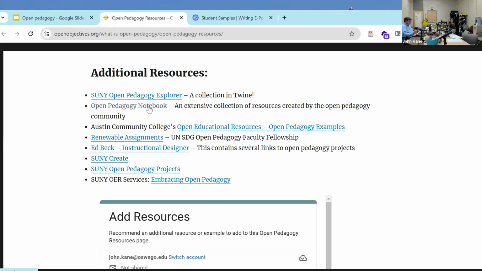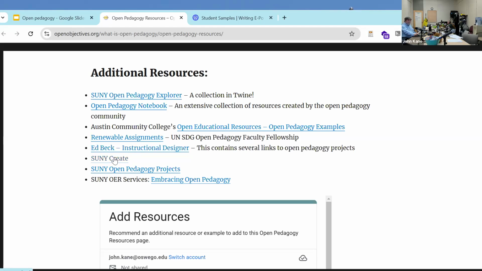There's the Open Pedagogy Notebook, which was put together by Robin DeRosa and a psychologist who I don't remember his name. He goes by That Psych Professor on Twitter. He's done a lot of work with OER. Austin Community College has some good examples. The UN has some great examples of renewable assignments. Ed Beck, who is one of the tech support and instructional designers at SUNY Oneonta, has worked with a lot of open pedagogy projects that he links to.